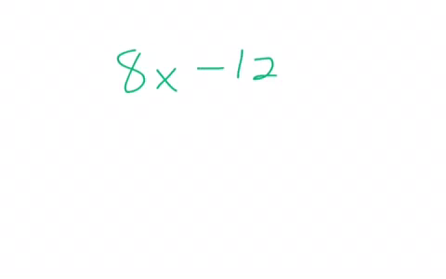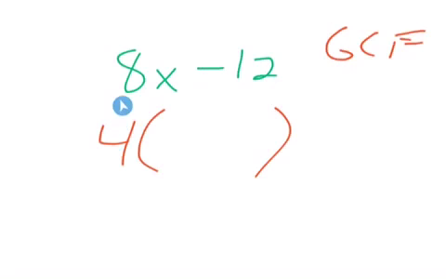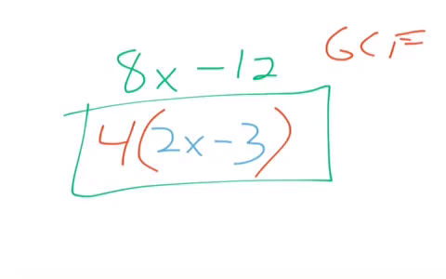All right, let's check what you got. We're looking for the GCF to write this as distributive property. So 4 will go into both of these. And 4 times what gives me 8x? The answer is 2x. 4 times what gives me negative 12? The answer is negative 3. And that is our final answer. That wraps up distributive property.